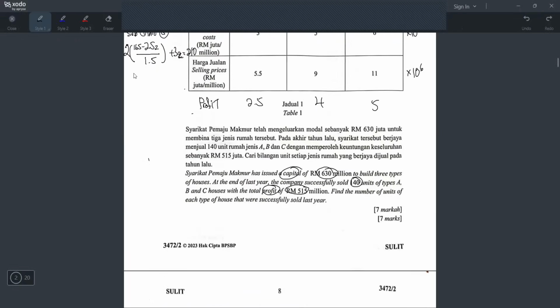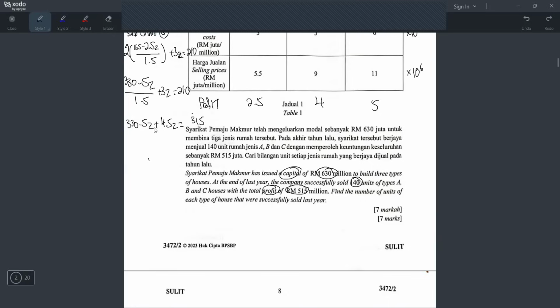So now we press 2 times 165, which is 330, and then 2 times 2.5, which is 5z, over 1.5 plus 3z equals 210. And then the whole equation times 1.5, because I want to hilangkan the fraction. So it will become 330 minus 5z. This one have to times 1.5. So I get 4.5z. And then 210 also times 1.5. You get 315.